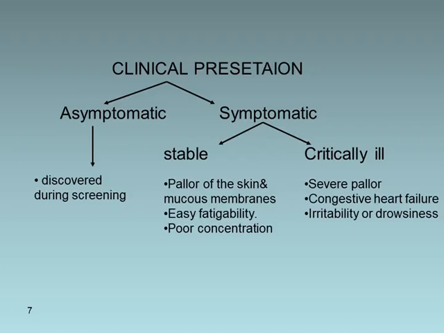What about the general clinical manifestation of anemia? It is very important to discover anemia while the patient is asymptomatic, and this is usually done during screening. Once the patient is symptomatic, we have 2 groups, either stable or critically ill. The stable one, the patient will have pallor in the skin and the mucous membrane, easy fatigability, and poor concentration, while critically ill have severe pallor, congestive heart failure, and irritability or drowsiness.